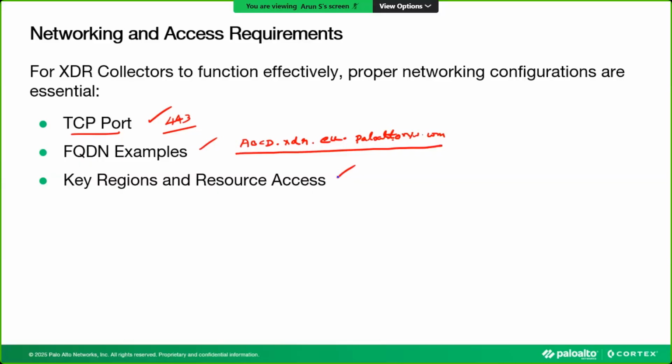And then also key regions and resource addresses. So resource access. You need to make sure your collector, that is the endpoint, has access to specific Google Cloud IP ranges. Only then will you be able to download the installers and see updates. All your content updates for your XDR collector should be received. So make sure all these specific addresses are allowed. Key regions and specific addresses are allowed. So these are a few requirements for your XDR collector to work properly.